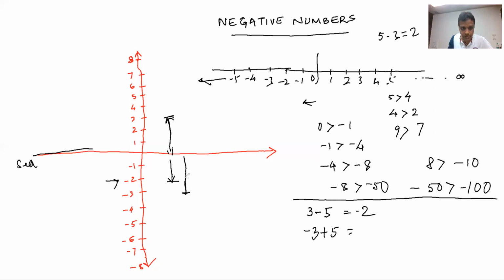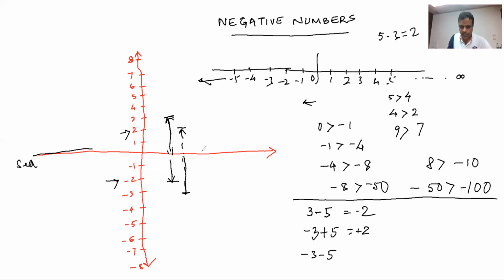So I'll cover up first 3 units in the positive direction, and then I go 2 more units in the north direction and reach here. Where do I reach here? I reach +2. So what is the answer? +2.